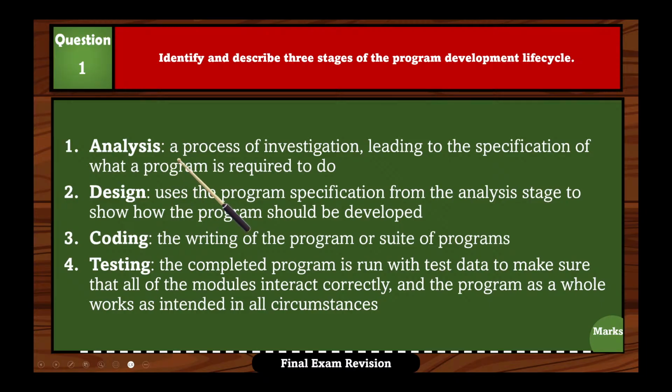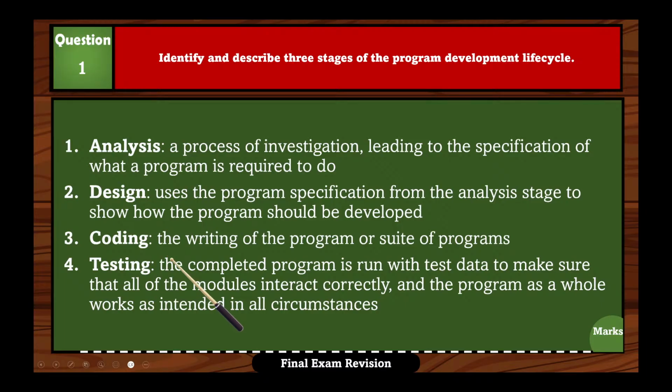Analysis stage, a process of investigation leading to the specification of what a program is required to do. So in this stage, we find the requirements of the program. Okay. Next stage is the design stage. In this stage, we use the program specification from the analysis stage to show how the program should be developed. So we use the pseudocode, flowchart, and structure diagram in this stage.